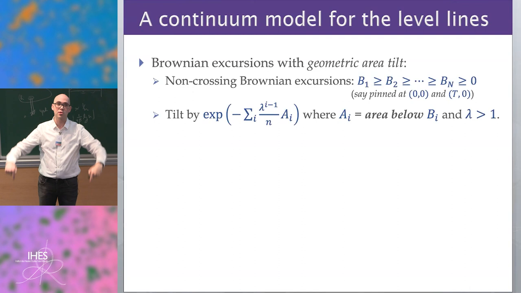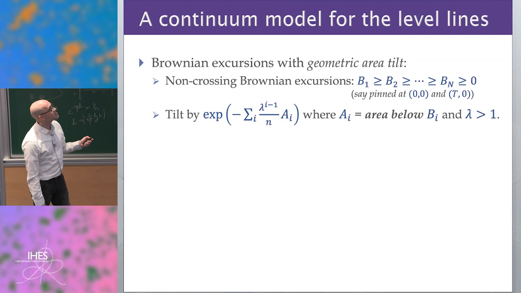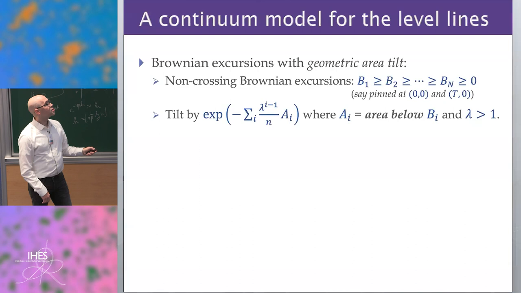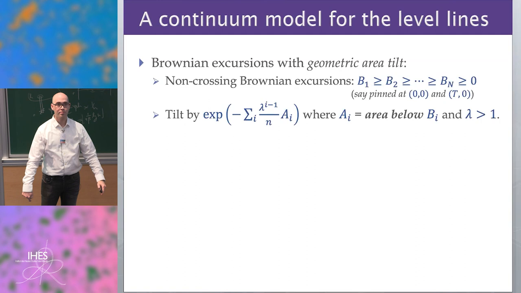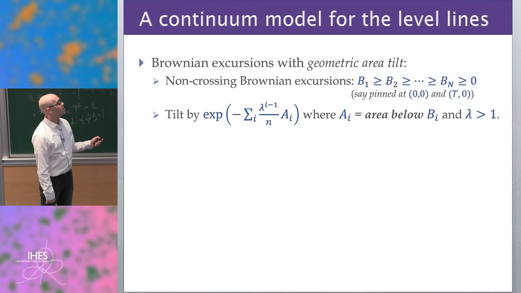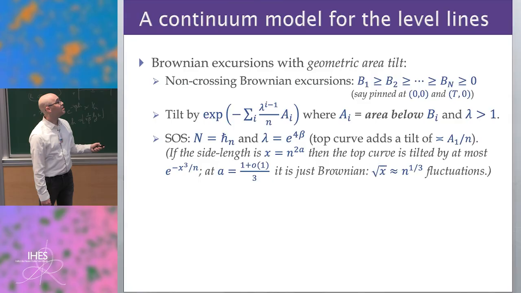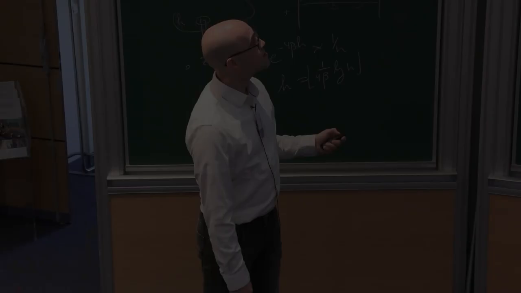And the higher the curve is, the bigger this push is. So this Bn is really going to feel a huge drift towards zero. And the first one, B1, just feels 1 over n. And now, in this way, there is no n, little n here. It's just a constant, so it doesn't really matter. But for SOS, this n is actually there.